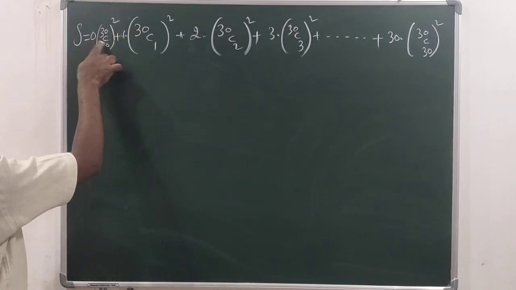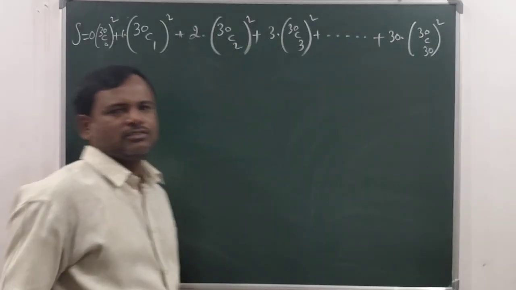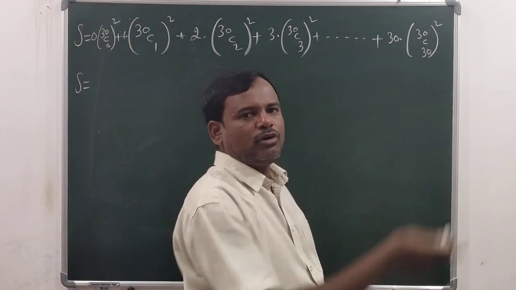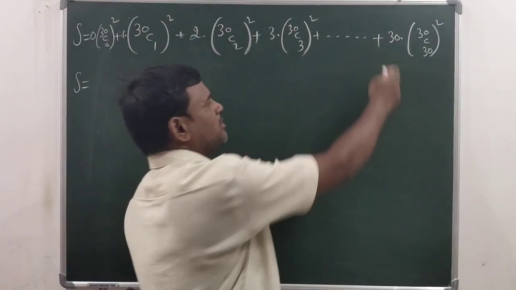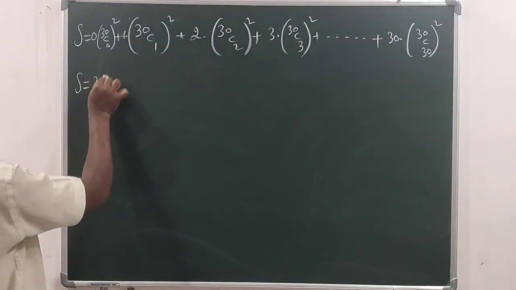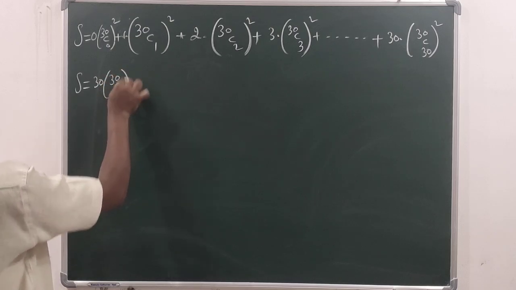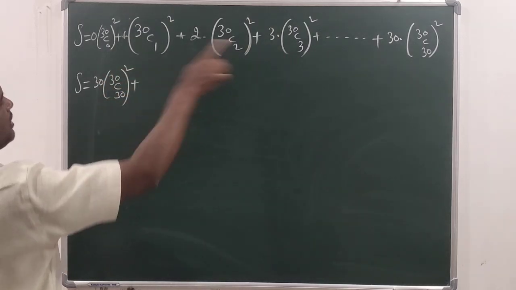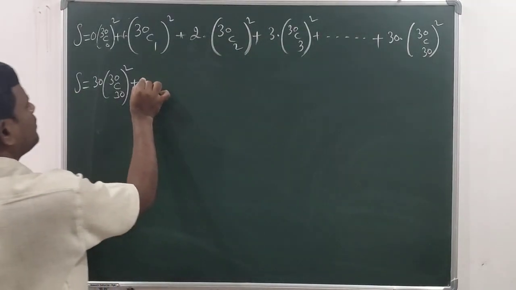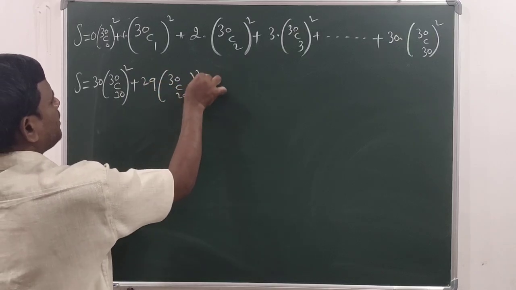Yes, you can add because 0 into something is 0. This is the total. Now the same series I would like to write in the reverse order. So first I would like to write here the last term, 30 into 30C30 whole square. That last one I have written under this, and last 2nd, 29 into 30C29 whole square.